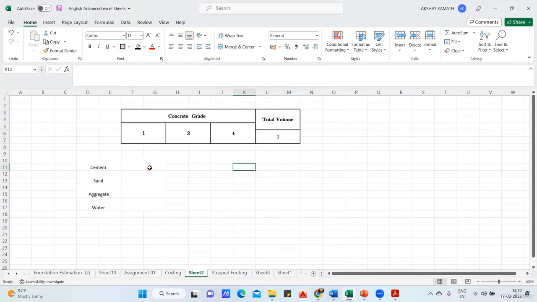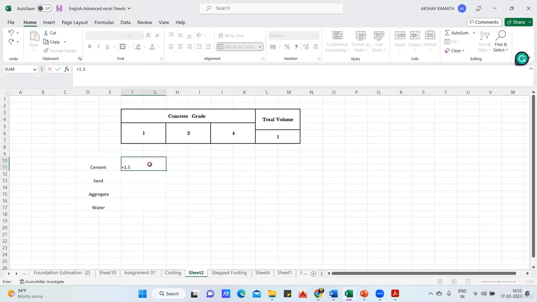Fine. So first we'll find the cement quantity. First I'll give a plus sign. I'll say 1.54, plus sign, open the bracket. So 1.54 is a conversion factor, multiplied by the volume of this thing. What is that? Cement ratio, that is 1. Multiply by volume, that is 1. Then you close the bracket.